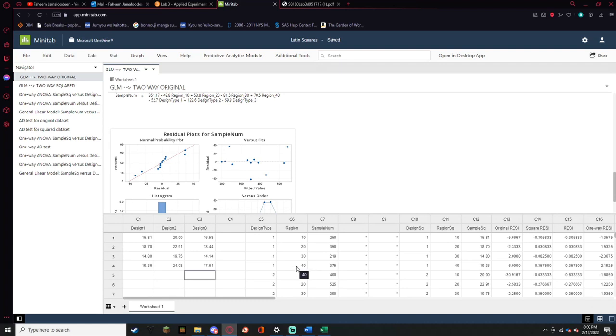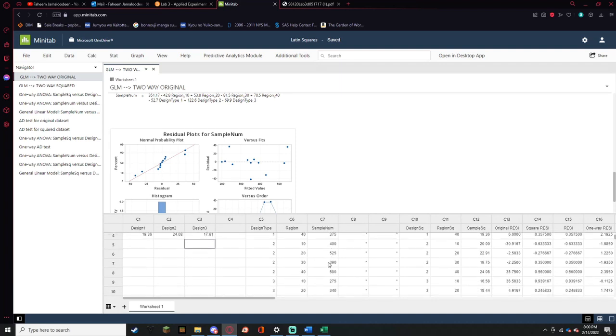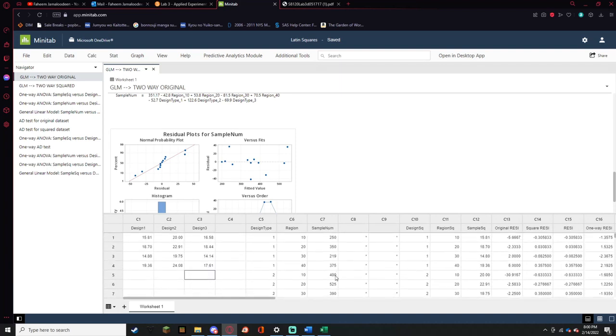Now, one of the drawbacks of using the Minitab web app, unlike SAS, is that, at least in my understanding, you can't enter alphabetical characters. You can only enter numeric. So let's say this is northeast, southeast, southwest, whatever it may be. And these are going to be our samples for each corresponding design type and region.